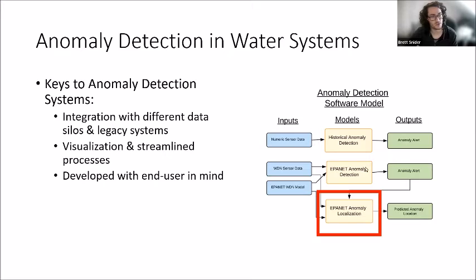And so here you can see there's three key separate models. There's a historic anomaly detection, EPANet anomaly detection, and EPANet anomaly localization. So just a quick discussion on these: the historical anomaly detection focuses on sensors that are not aided by water distribution system modeling, and so not aided by EPANet or hydraulic modeling. And so this model, the historical anomaly detection, can be used for a variety of systems, not just water distribution systems, but can also be used for flooding, et cetera, depending on the types of sensors that are in place.